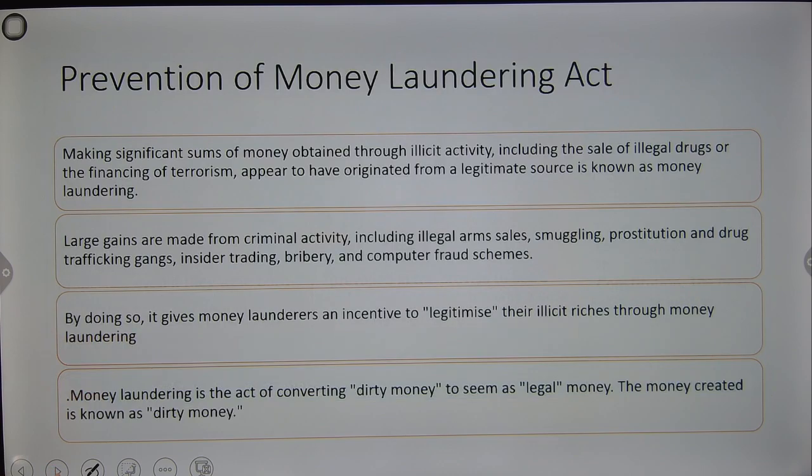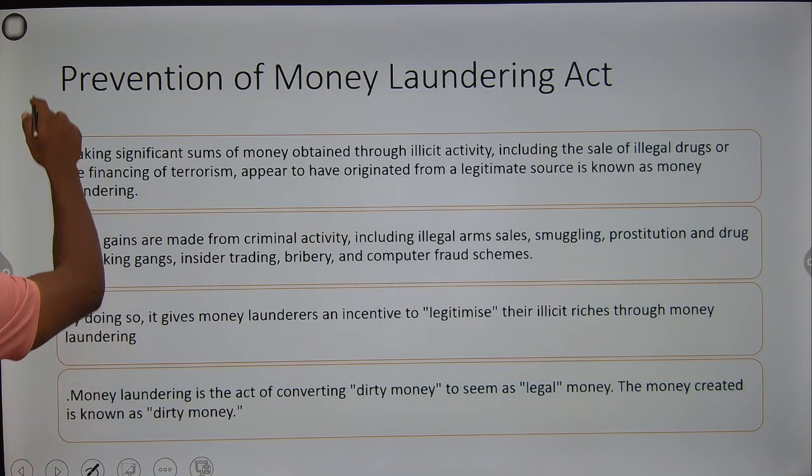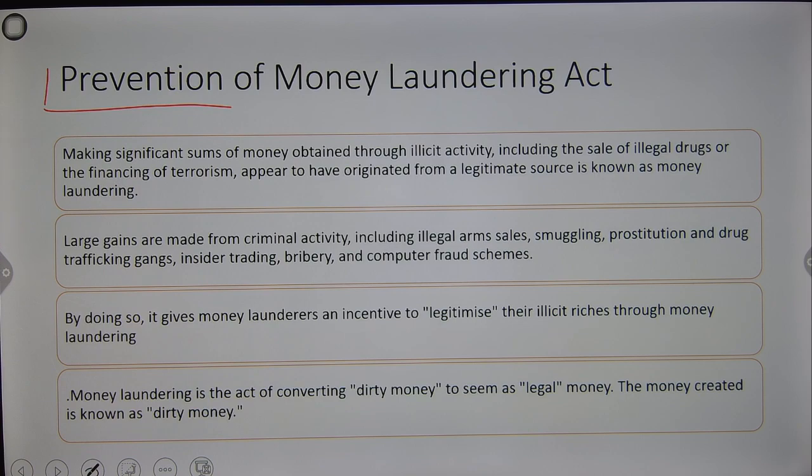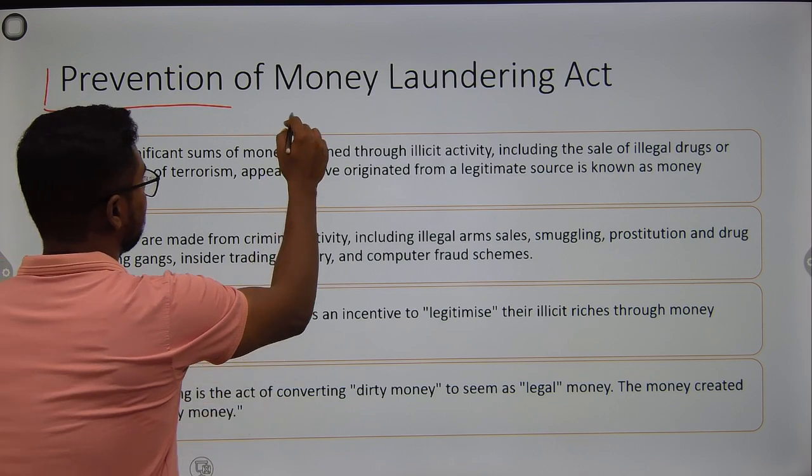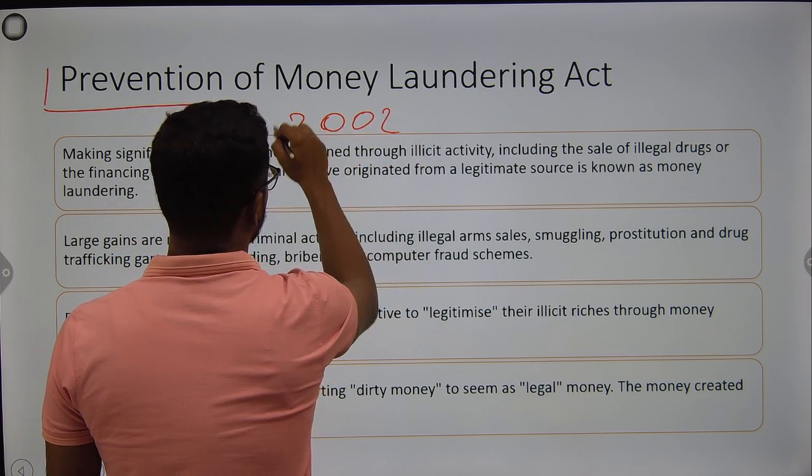All right. Next we have the Prevention of Money Laundering Act. So the Prevention of Money Laundering Act was passed in the year 2002.